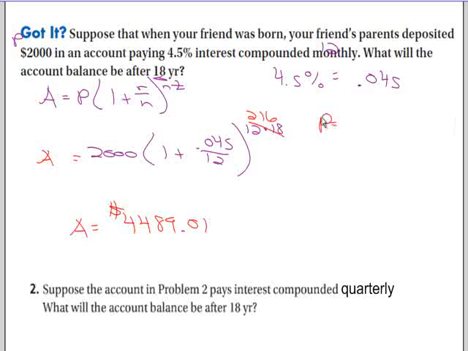So rundown, we had the principal was 2,000. The rate we have above, 0.045. The number of times per year is 12 because it said monthly. And the time in years is 18 years. So that's how we end up plugging everything in.